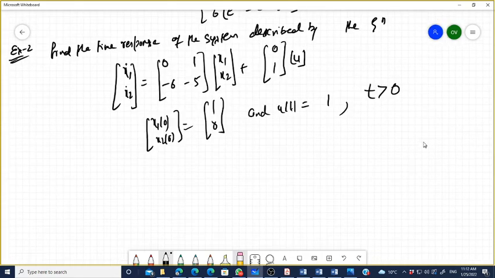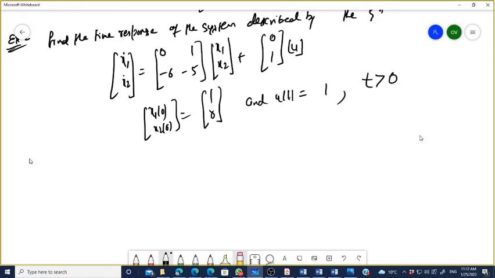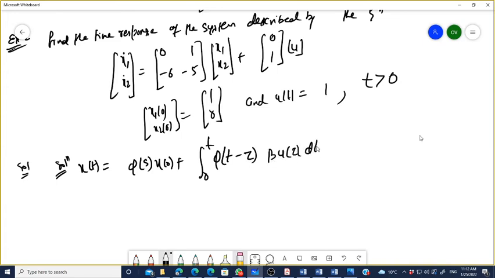You already know the solution of this. Is it homogeneous or non-homogeneous? Non-homogeneous, and the initial value is given. So the solution of a state equation is given by xt equals phi t x0 plus the integral from 0 to t of phi(t minus tau) B u(tau) d tau. This was your equation, yes? And you have already found phi t. Based on this, just calculate all of it.